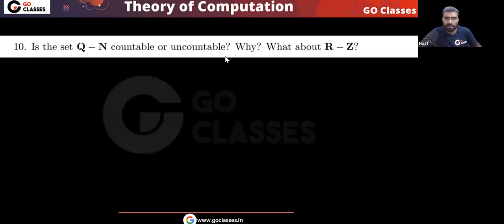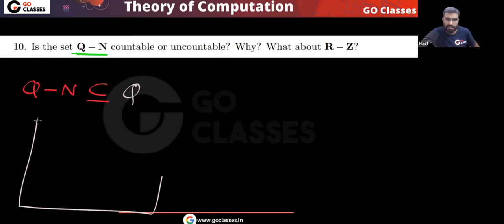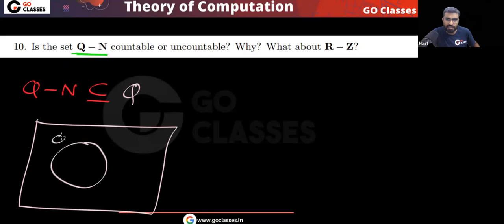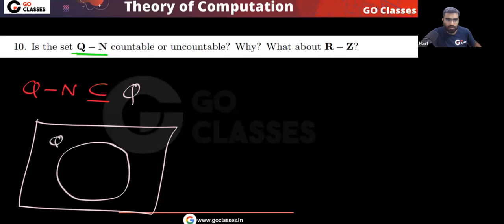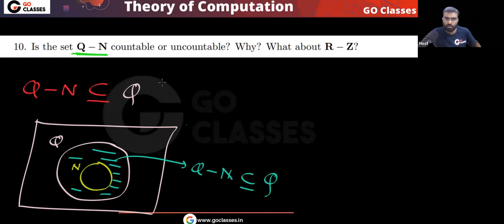Q minus N. First tell me about Q minus N. Can I say Q minus N is a subset of what? Q minus N is a subset of Q, right? Just create the Venn diagram. This is Q, and this is your N. So where is Q minus N? This is your Q minus N. You can see this is a subset of Q.